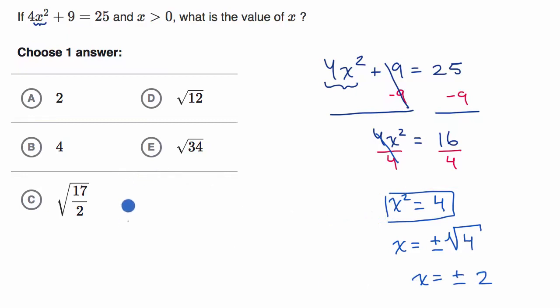Now, you might say, hey, I just see a 2. Where is the negative 2? But they tell us that x is greater than 0. So we know that x is going to be positive 2. So it's going to be this choice right over there.